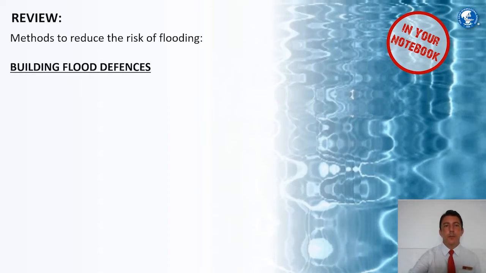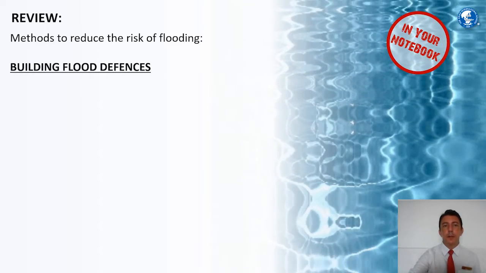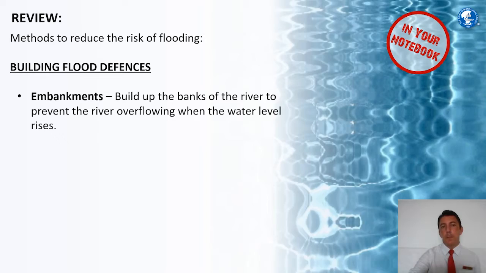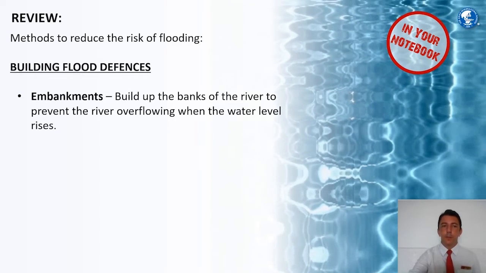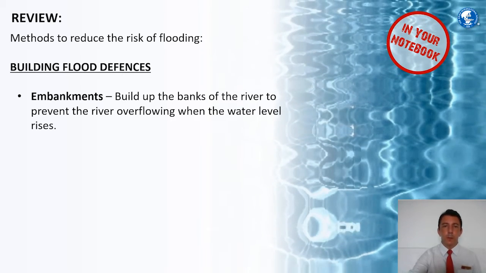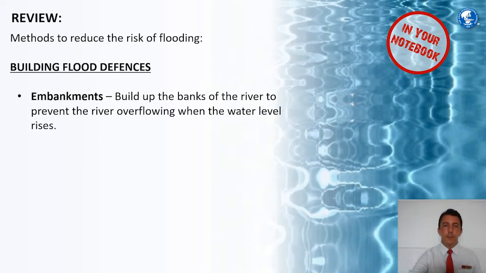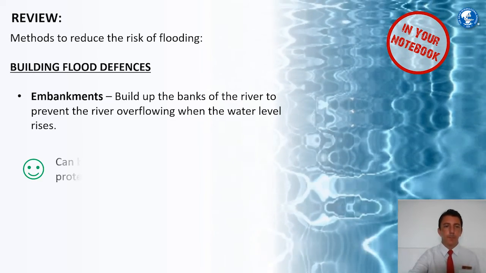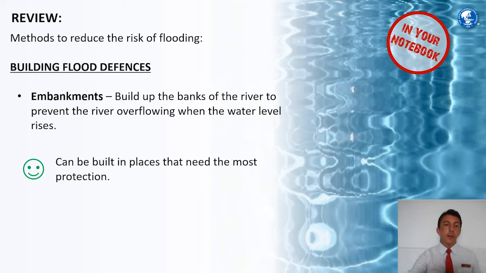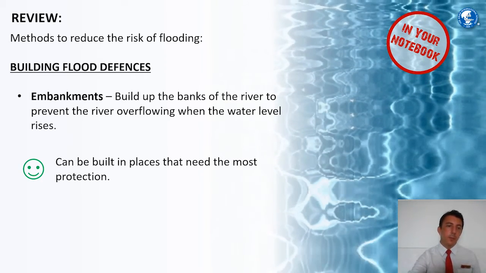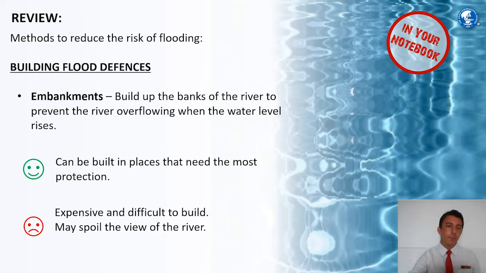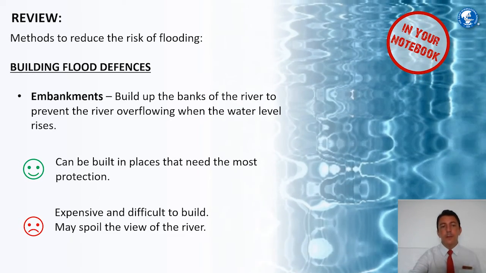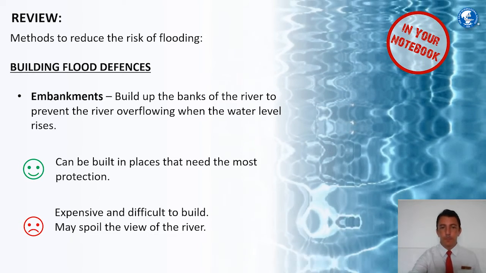Okay, another method to reduce the risk of flooding is building flood defenses. One of these is an embankment, so we can build up the banks of the river to prevent the river overflowing when the water level rises. So this keeps the water in the river. These are good because they can be built in places that need the most protection. However, again, they're quite expensive and difficult to build, and they may spoil the view of the river.